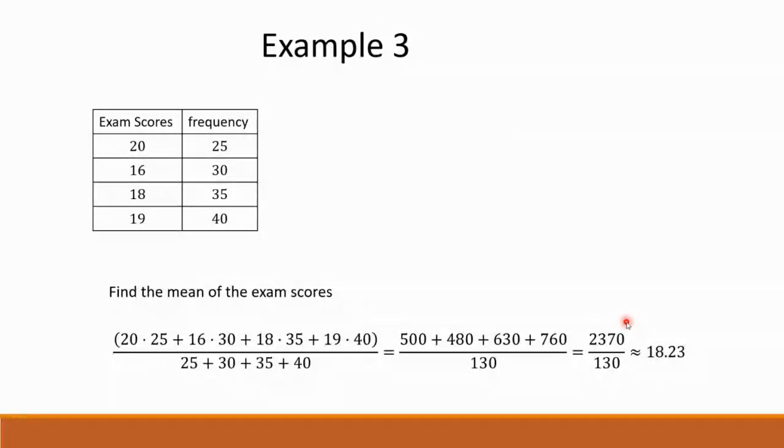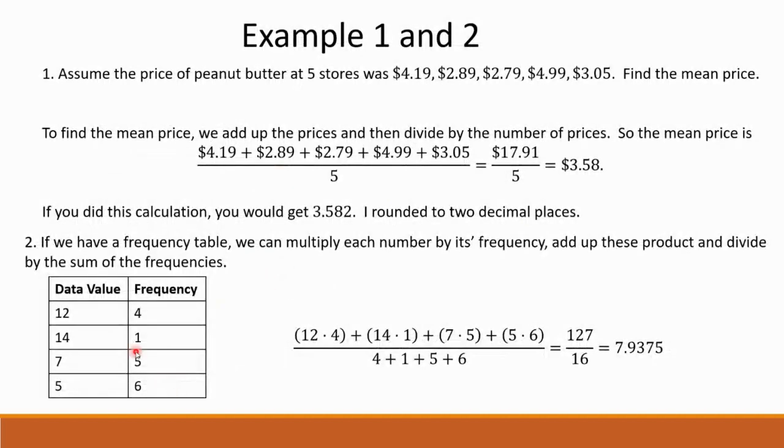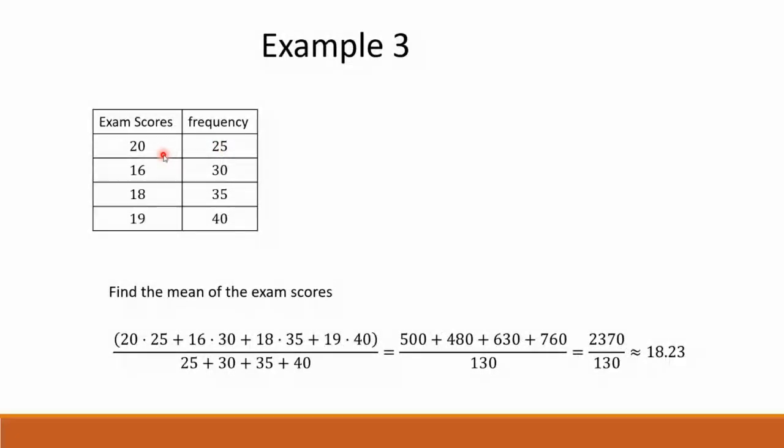Well, here's another one. It's the same idea. In this one, you probably could get away with listing all the data values. There's really not that many. But look at this one. Would you want to list 20 25 times? I wouldn't. What about 19? Would you want to list that 40 times? I mean, probably not. But again, what's nice is you don't have to. Just like I was saying before, instead of listing all the numbers and simply adding, you can just multiply.